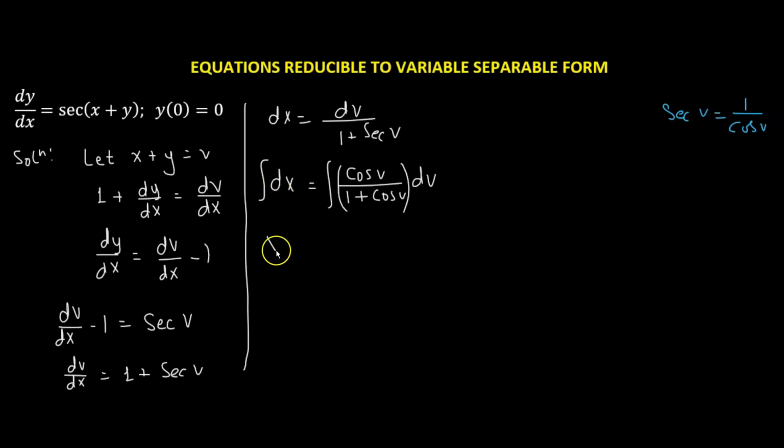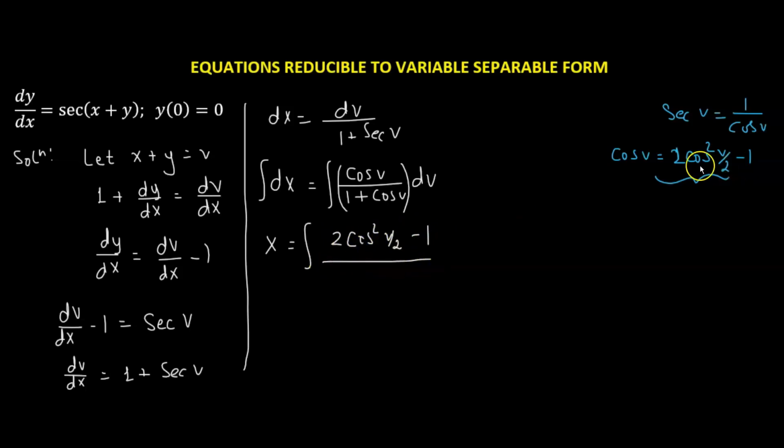The integration of dx is pretty straightforward, that will give us x. For the integral on the right hand side, there will be multiple ways to solve this. So I'll use the way as shown. I'll use the half angle formula that cosine of v is equal to 2 times cosine squared v over 2 minus 1. I'll use this particular identity so that our integral now becomes integration of, in place of cosine v, 2 times cosine squared v over 2 minus 1, whole divided by, if we look at the same identity, 1 plus cosine of v, so that will be 2 times cosine squared v over 2, times dv.